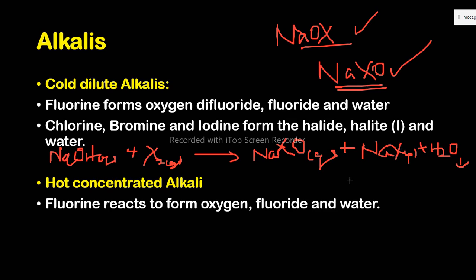Where X can be chlorine. Actually, you don't need to put that too. Where X is chlorine, Br, and I. If you put the 2, it means you just carry 2 and put the 2 here with these 2, and it becomes ambiguous. So just say X is Cl, Br, and I.